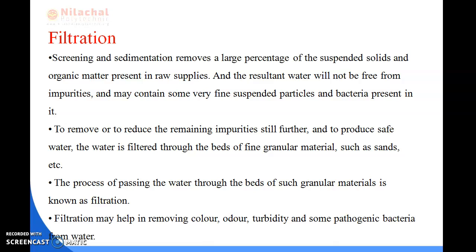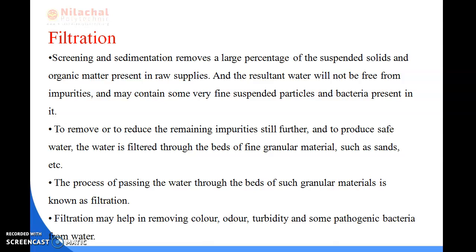So next we will be reading about the filtration process. We have already discussed aeration and the sedimentation process. Sedimentation is divided into two parts, that is plain sedimentation and sedimentation with coagulation. Now we will be discussing the filtration process. It is another process in water treatment. So what do we mean by filtration?